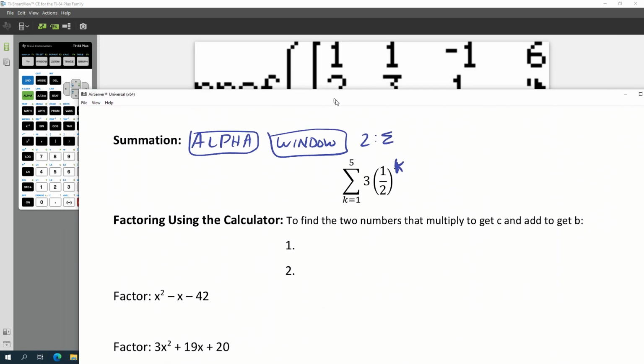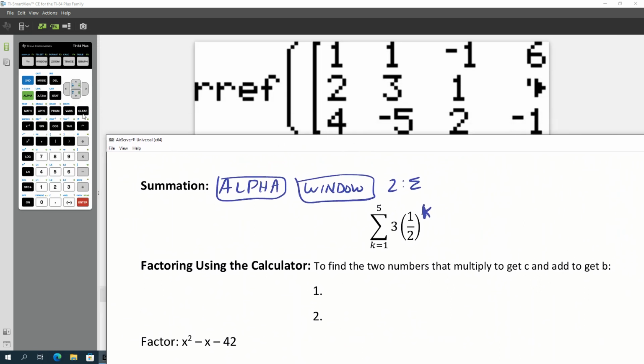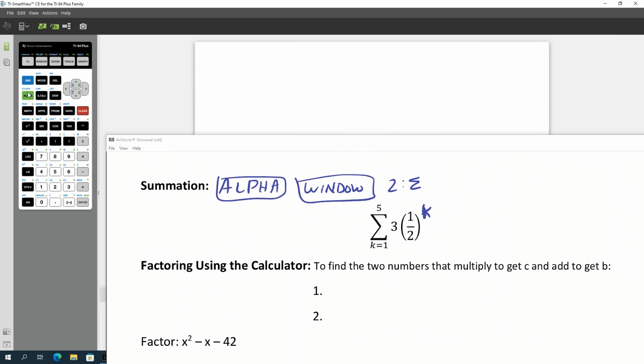Now, I made one that's tricky because I just wanted to remind you guys this. So alpha window number 2. I am going to use X instead of K because X is just easier. Whatever you say right here, it has to be your variable in the problem, though.